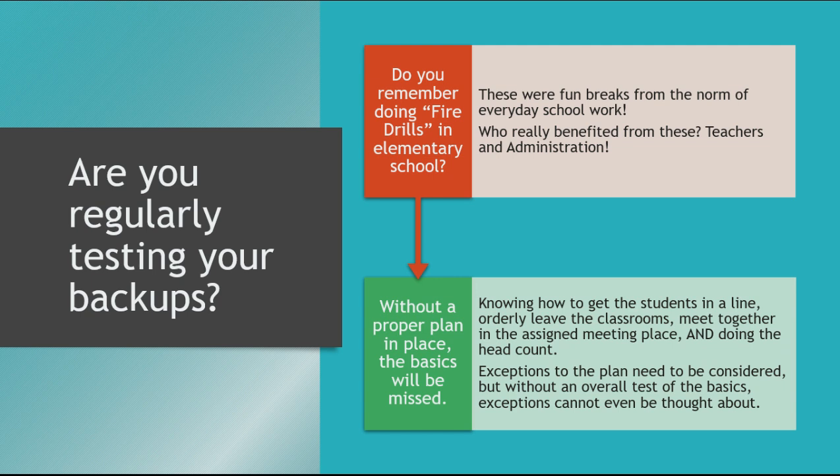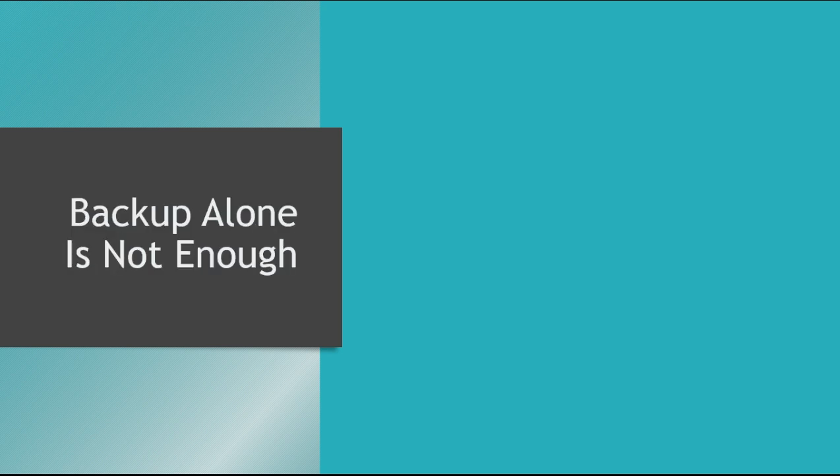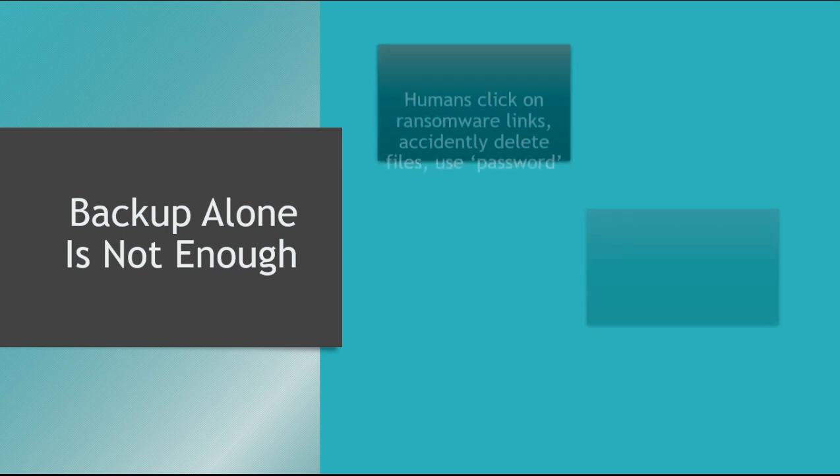You have to know how to get the students in line, orderly leave the classrooms, meet together in the assigned meeting place, doing the head count. Once you have those basics in place, then you can start considering exceptions. Say Sally broke her leg in soccer last week, and she has a cast on now. Well, when we're doing the fire drill, we have to accommodate for that. Exceptions to the plans will always need to be considered, but without an overall test of the basics, exceptions can't even be thought about. So backup alone is not enough here.